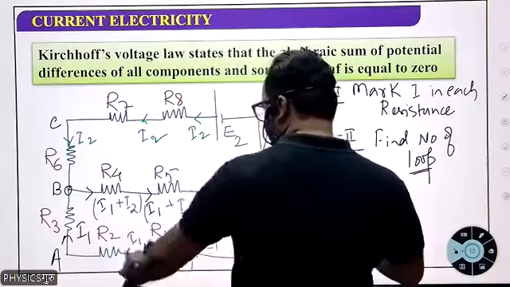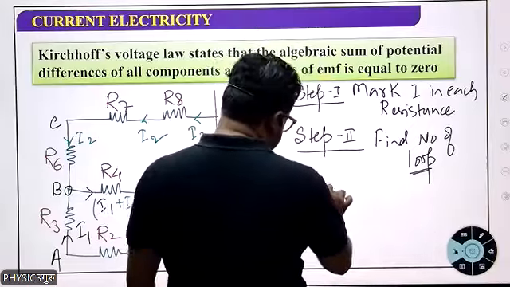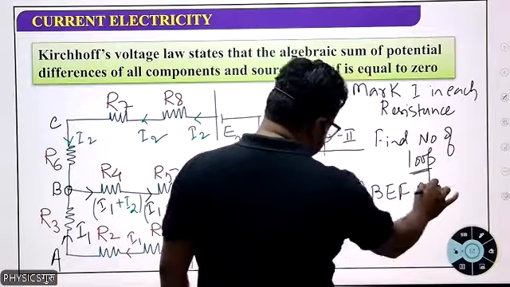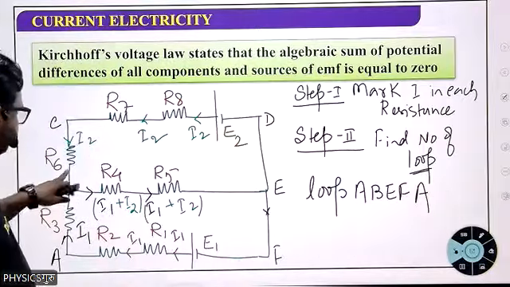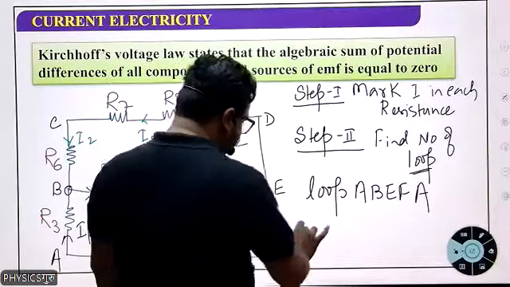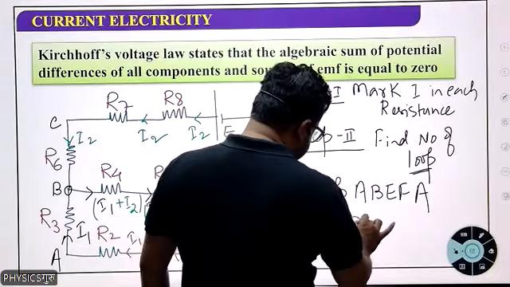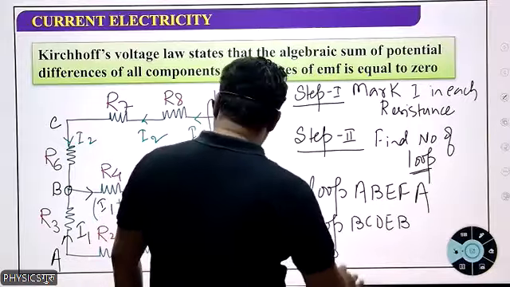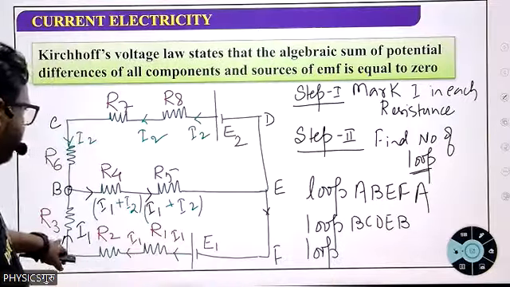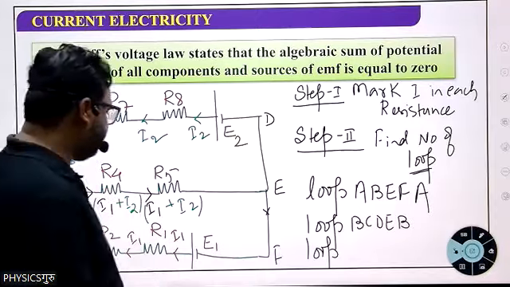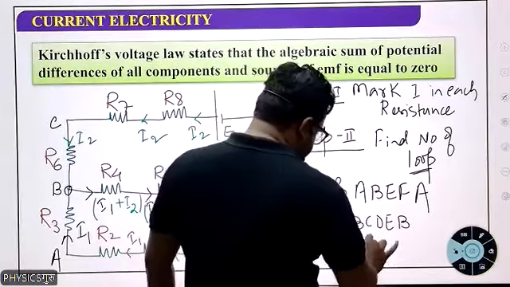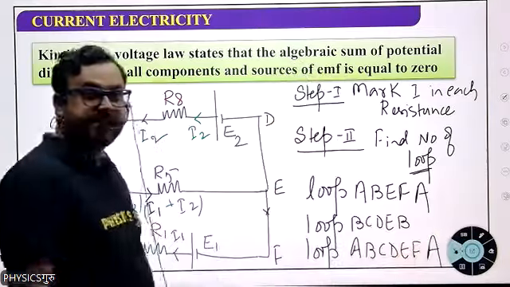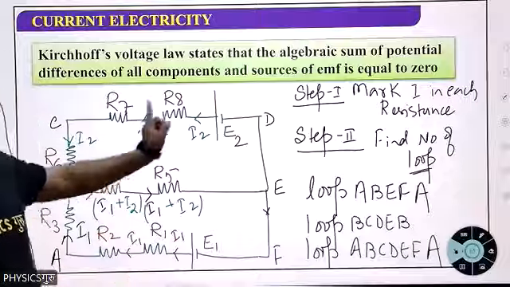The first loop is A, B, E, F, A. The second loop is B, C, D, E, B. And the third loop is basically the bigger one, A, B, C, D, E, F, A. So this is the outer loop.